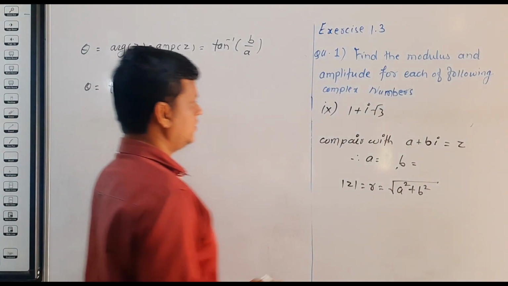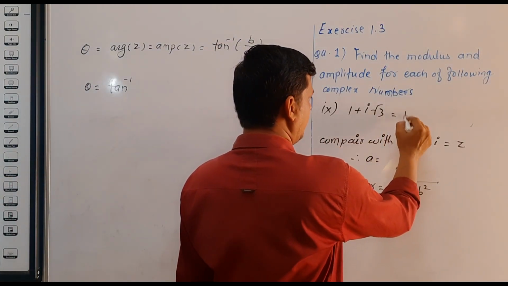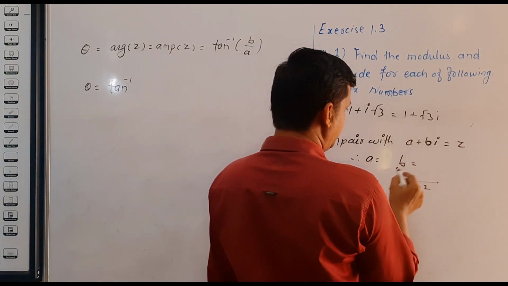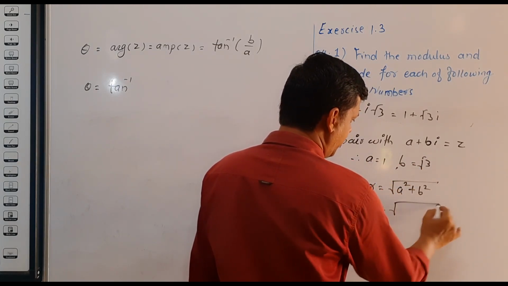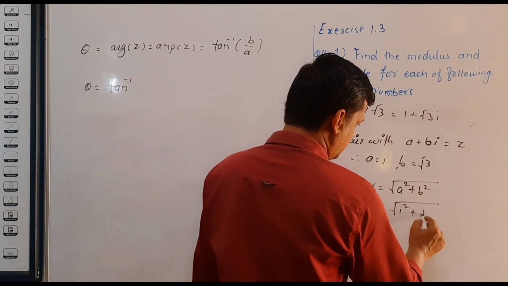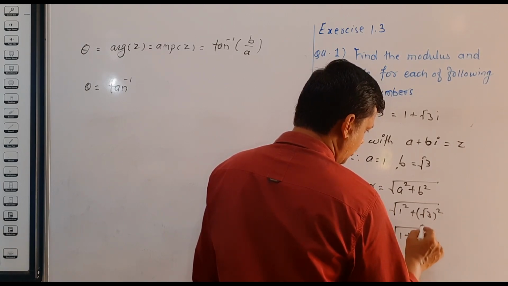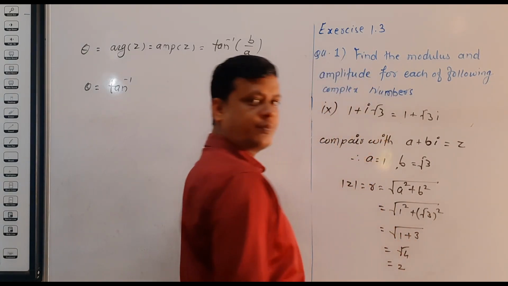See the next question. 1 plus i root 3, that we write as 1 plus root 3 i. So we get here a is equal to 1, b equals root 3. So calculate the value of r, that is 1 square plus root 3 square. So we get 1 square as 1, root 3 square as 3. So square root of 4 is equal to 2.